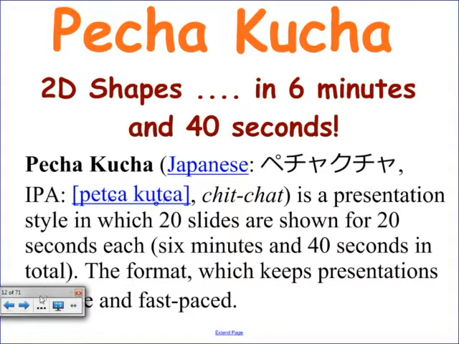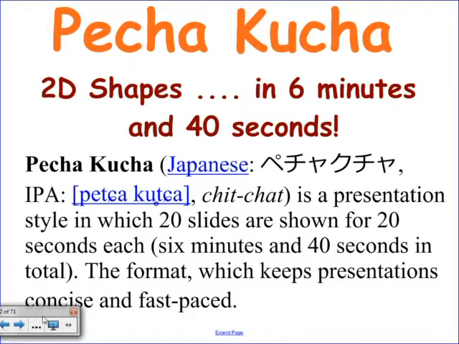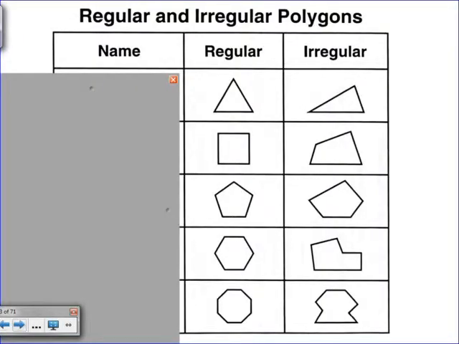Hopefully it's given you a taste of Pecha Kucha and an idea of some of the shapes that you're going to come across next. Okay? So let's have a look at some of these shapes then. If we've got a three-sided shape and it's regular, that regular three-sided shape is an equilateral triangle. If it's irregular, it's isosceles, scalene, or so on.